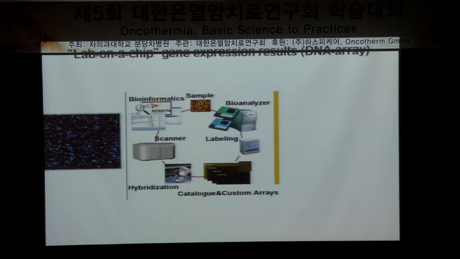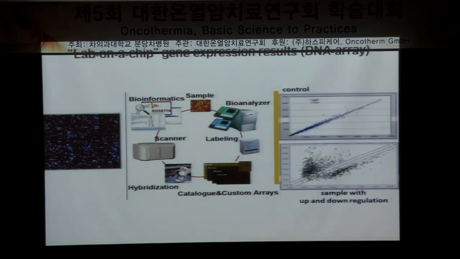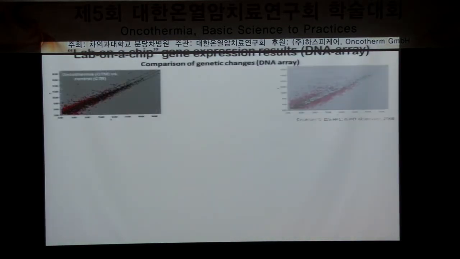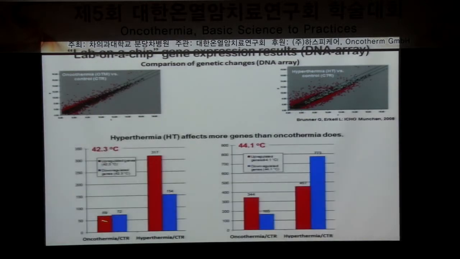At first we used the well-known lab-on-a-chip method. You know it very well, so I will not go into it. So this is Oncothermia lab-on-a-chip, and this is Hyperthermia lab-on-a-chip. You can see that Hyperthermia has much more gene up and down regulation than Oncothermia has. This is the up and down regulation, Oncothermia and Hyperthermia, and this is the temperature which is there. So it could be that Oncothermia is not so good.